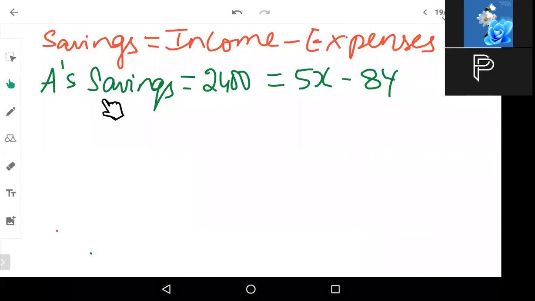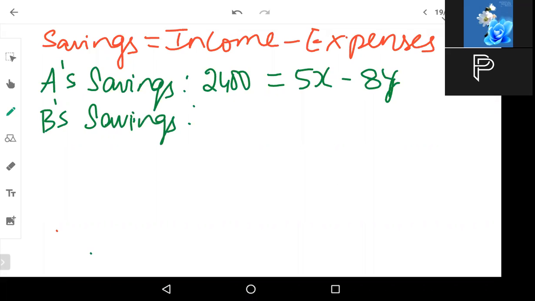So A's part, savings was 2400, and you might get confused, I'll just put a colon here. So 2400 is equal to 5x minus 8y. Then B's savings, 1200 was his savings, is equal to, what is his expense? Sorry, income. Income is 3x, expense is 5y.